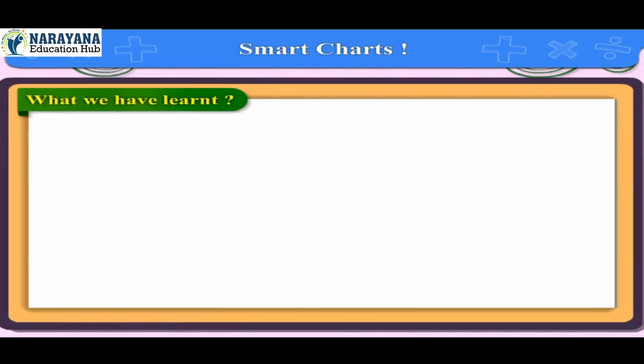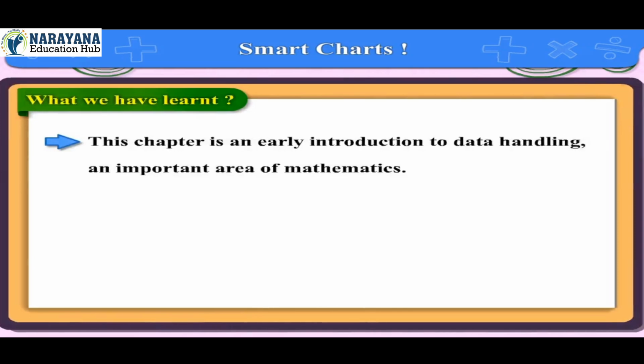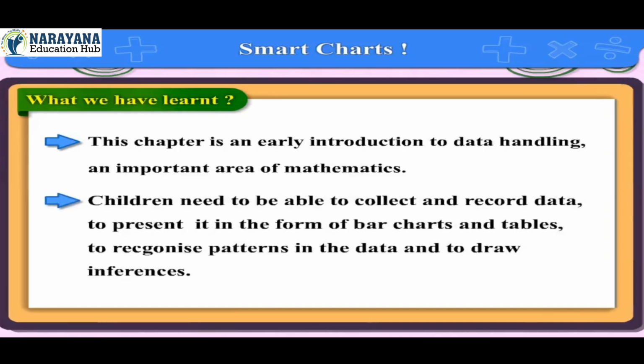What we have learned: this chapter is an early introduction to data handling, an important area of mathematics. Children need to be able to collect and record data, to present it in the form of bar charts and tables, to recognize patterns in the data, and to draw inferences.